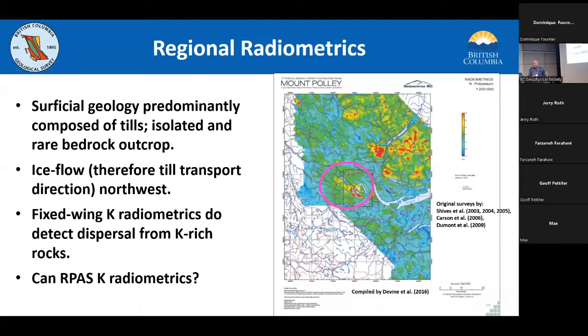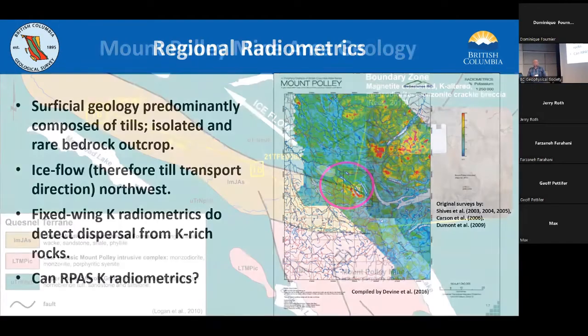And so the next slide here, we're going to get more into the geology, but it's these potassium-rich rocks at Mount Polley Mine and associated with that deposit there that are causing this high K radiometric signature. And so, of course, the ultimate question is, can we go into one of these areas in more detail and actually measure that same dispersal with an RPAS instrument?